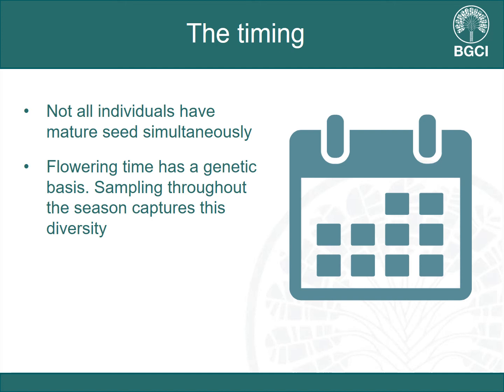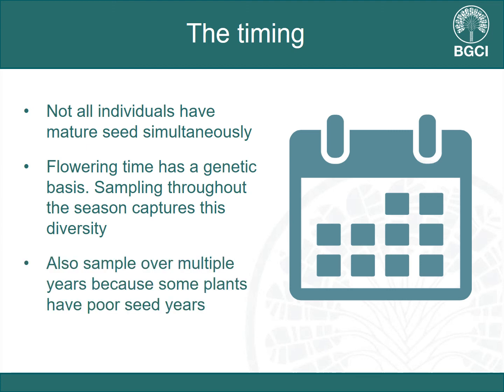Sampling throughout the season captures more diversity and increases the species' chance of persistence. So you should sample repeatedly throughout the fruiting season, again focusing on mature seed. You should also sample across multiple years because in some years, some individuals won't produce any fruit.